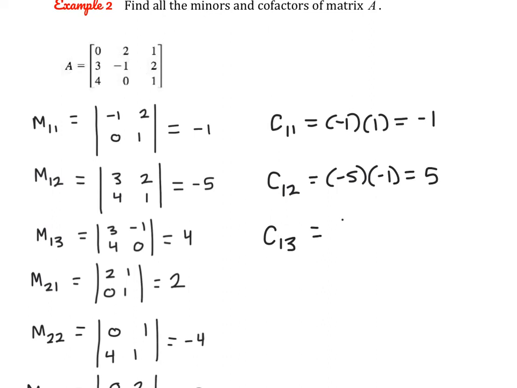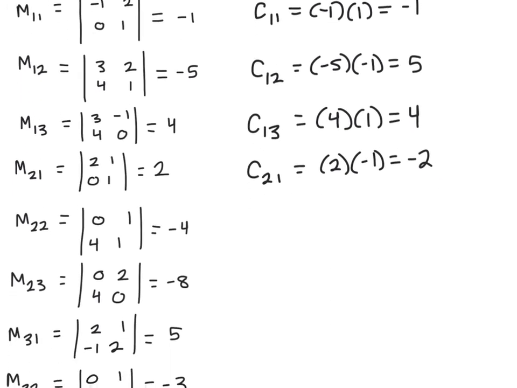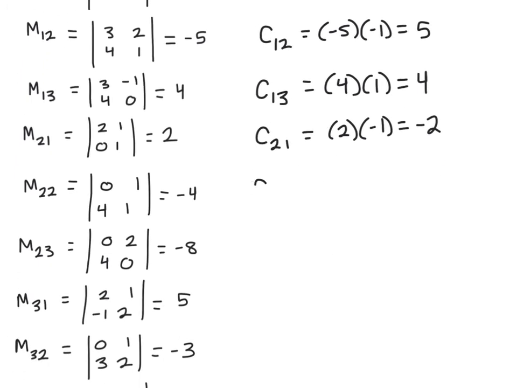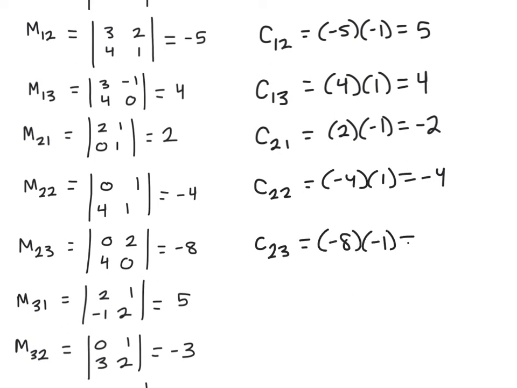All right, when we do 1, 3, my minor is 4. The sum is even, so it stays the same. Now let's do 2, 1. Here's my minor. I'm going to multiply by negative 1, since 2 plus 1 is 3, and we get negative 2. Here, it's going to stay the same because the sum is even. Of course, you don't need to show this step. It's just for the notes to give you the benefit of knowing where we get our answers. And here we have an odd sum, so the sign will change.